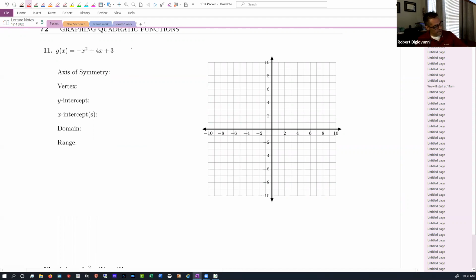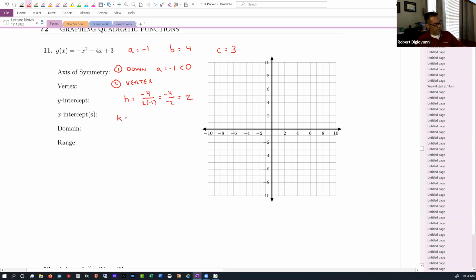So for this one, A is what? -1. B is 4, and C is 3. Okay, this thing opens down because A is a negative number. In terms of the vertex, we have H, which will be -B over 2 times -1. So be careful there. It's the opposite of B over 2 times A, but A was -1. That's -4 over -2. That's +2.